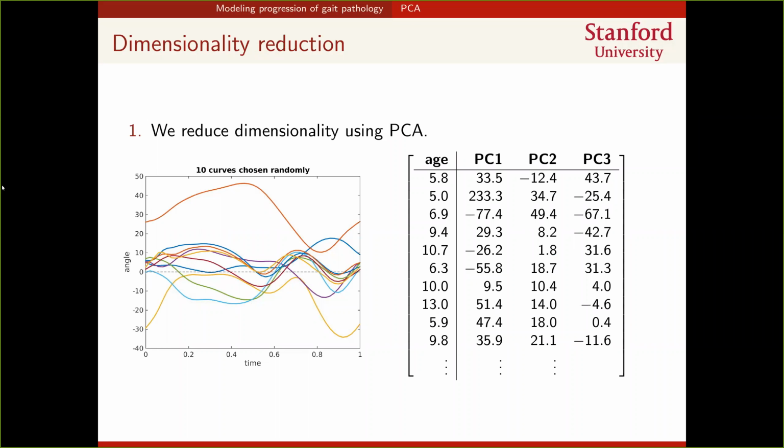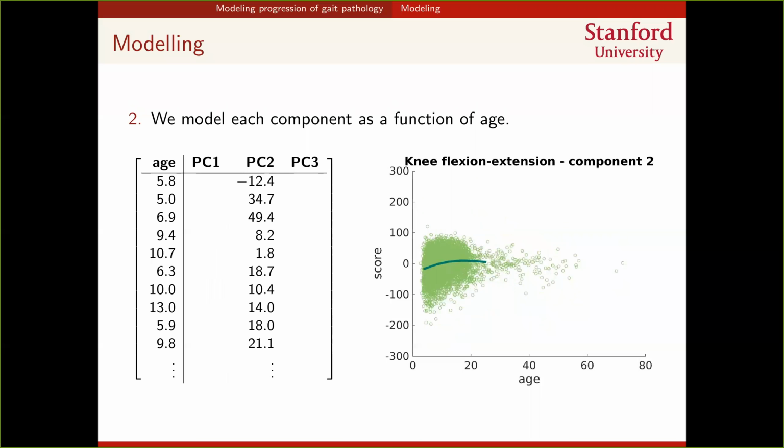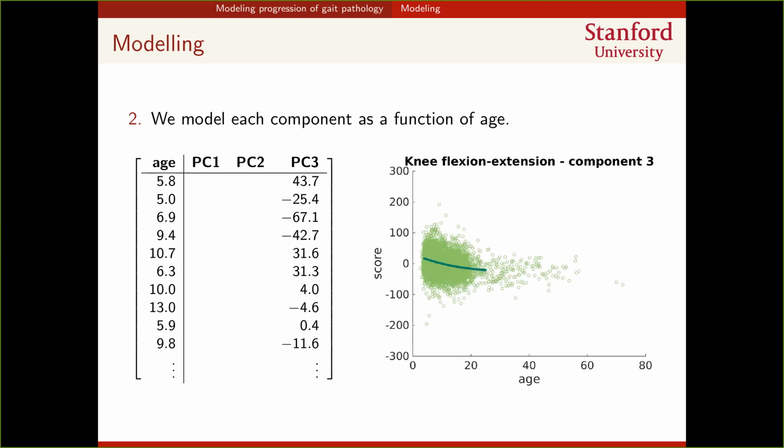And then when we run principal component analysis, we'll get the 3 principal component scores, like on the right here, or more principal component scores. And then we want to explain it with the age of the patient. So we will be modeling how, for example, the first principal component of this knee flexion extension curve changes over time with age. Here we see that for the first principal component, there's not much dependence over age. But with the second principal component, we already see some dependence. With the third principal component, we again see that the component converges towards zero or even below zero with age. So there is already some information on population trends with age.